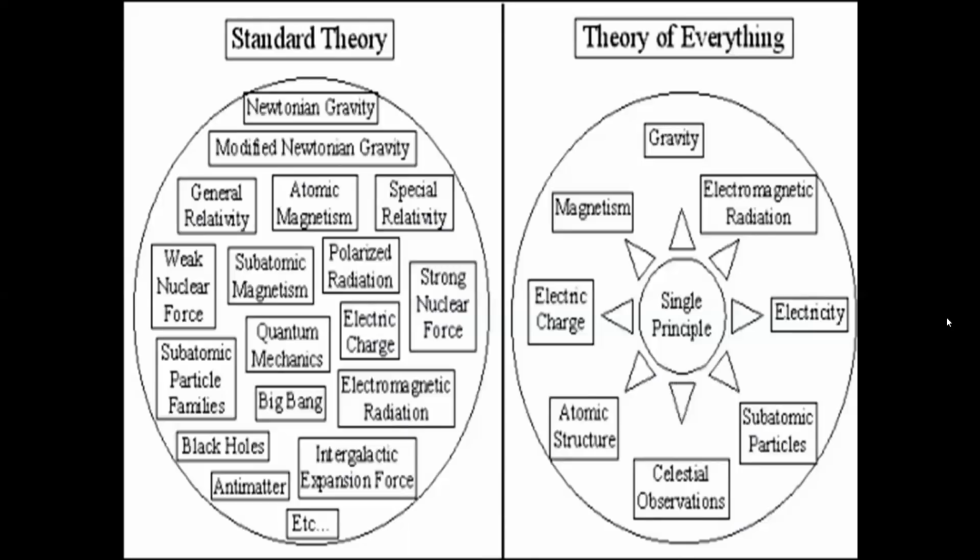The theory of everything basically condenses this mess that we have with the standard theory, the Newtonian gravity, modification to the Newtonian gravity, general relativity, atomic magnetism, special relativity, weak nuclear force, subatomic magnetism, are you getting it? The theory of everything says, okay, we got a single principle. Within that single principle, we have specific structure. And within each one of these substructures, we can then begin to account for the peculiarities that we find within the standard model.